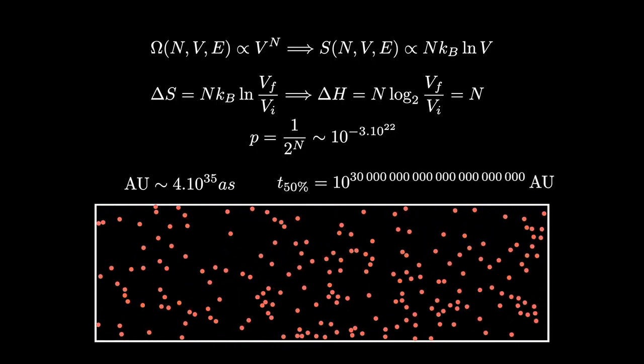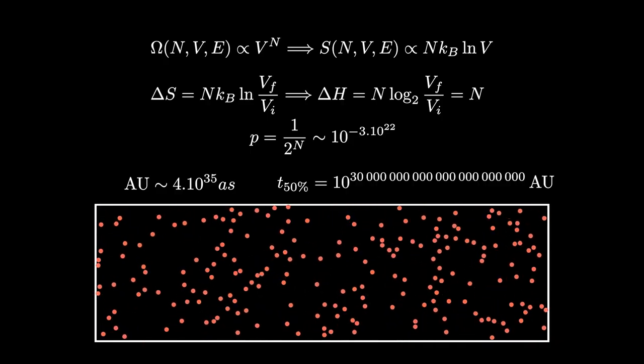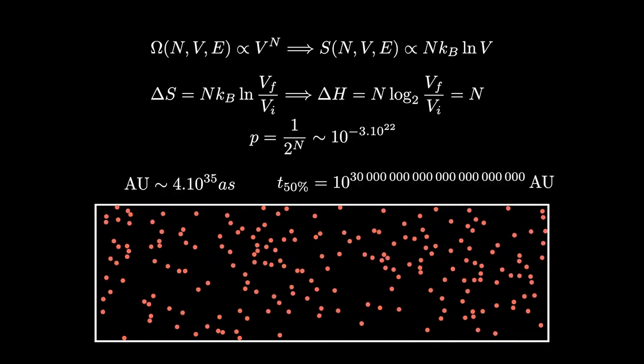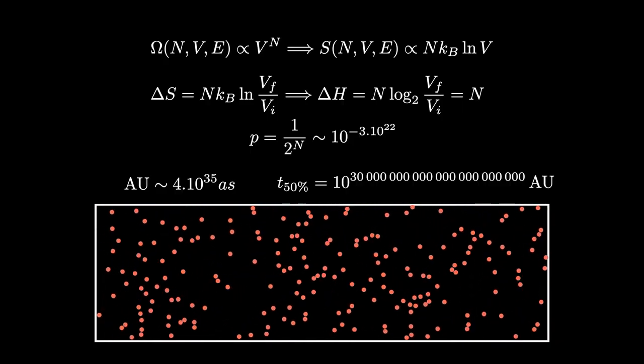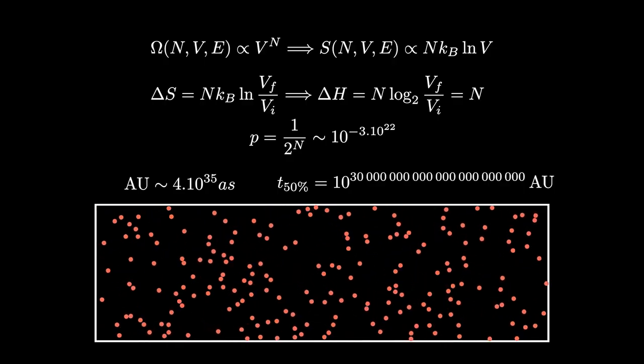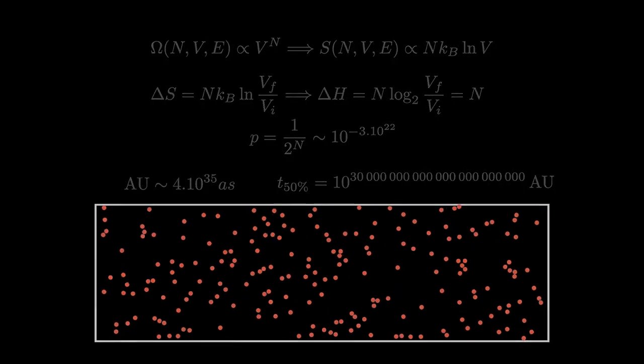Here is a second example of the second law of thermodynamics. This law is only true in the statistical sense, but as we have seen here, to see a major decrease of entropy, the time it would take is so long that it never happens.